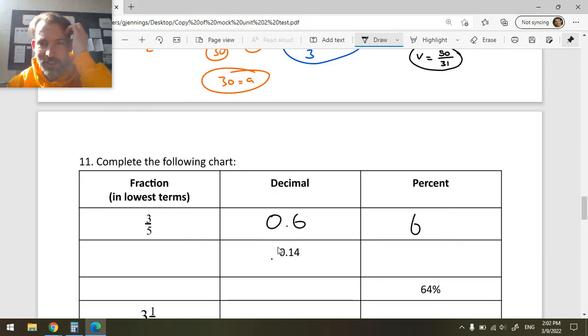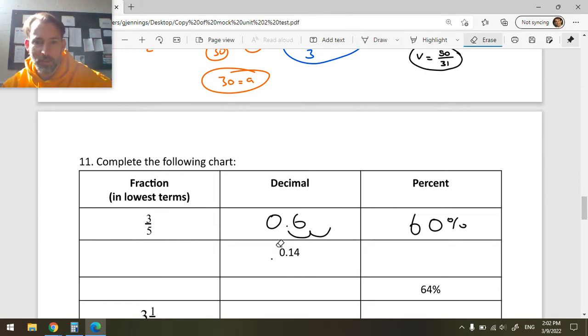As a percent, that's 60%, okay? To change a decimal to a percent, you've got to go once, twice. Put the decimal there, make it the 0. But we don't need to write the decimal that way. 0.6 is fine, okay?